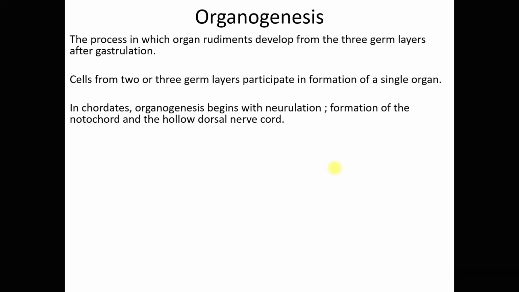Now in chordates, organogenesis begins with neurulation. Neurulation is the formation of the notochord and the hollow dorsal nerve cord. Or simply, you can say that neurulation is the formation of the notochord and nerve cord.